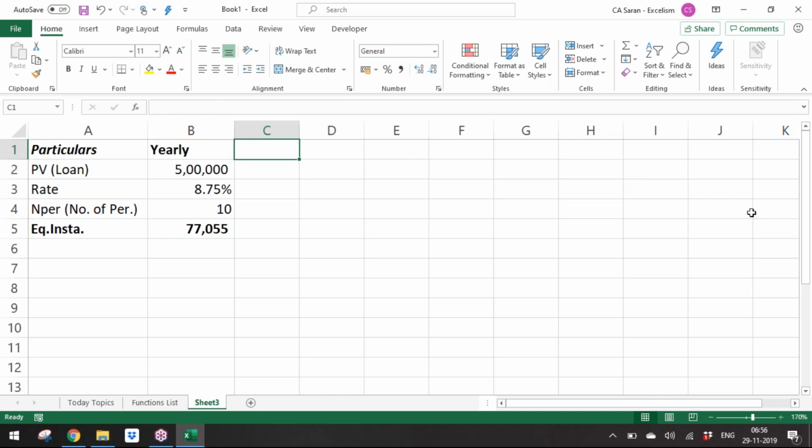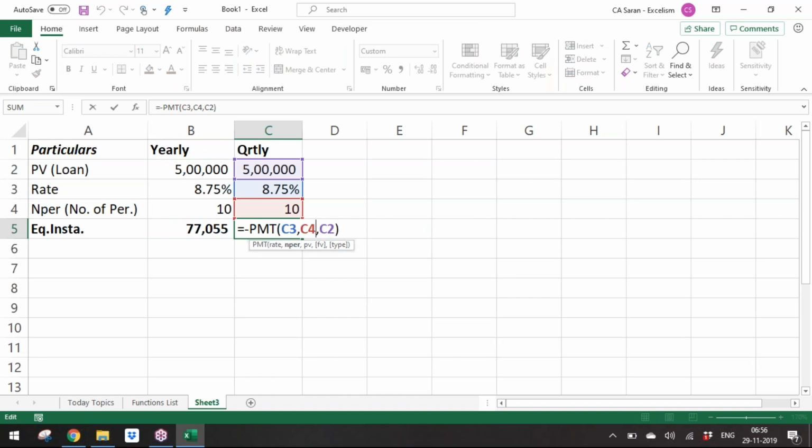Now, for example, I want to calculate quarterly. How to calculate? Same parameters, same formula, but the only difference is that now my rate will be divided by 4, because I'm calculating the simple interest. Do you agree with me? Yes. Because if it is 8.75 per annum, then how much per quarter? 10 years I'm paying, that means how many periods am I going to pay? Quarterly, 40 periods. This is the amount I need to pay.